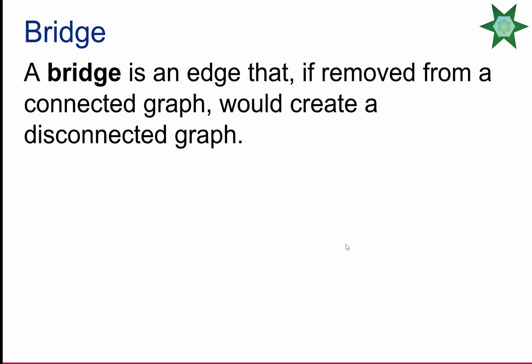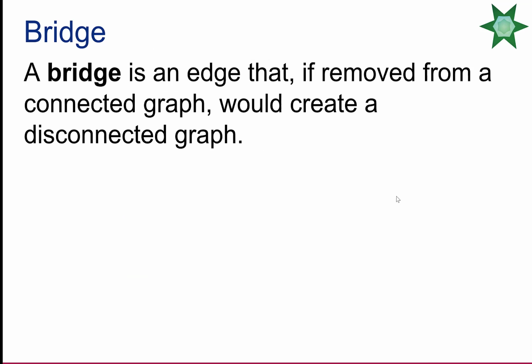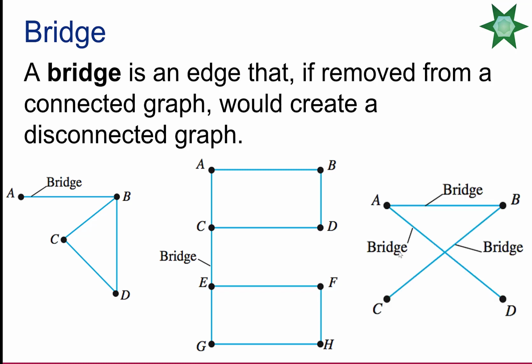A bridge is an edge that, if removed from a connected graph, would create a disconnected graph. And we go back to the disconnected graphs that we had earlier. If we put a bridge between A and B, we actually make a connected graph. Same thing here. This edge here between C and E is a bridge. If we remove it, we create a disconnected graph.